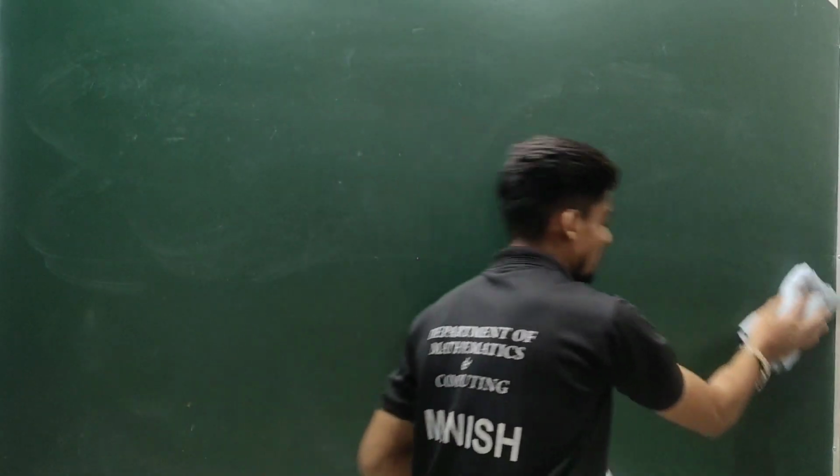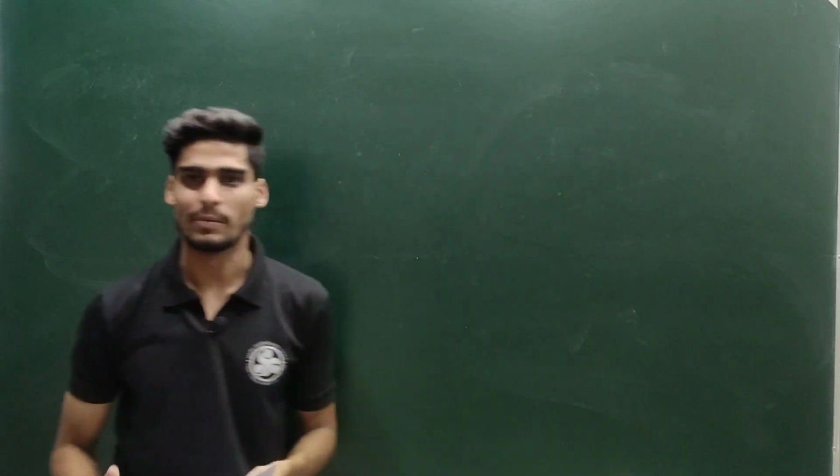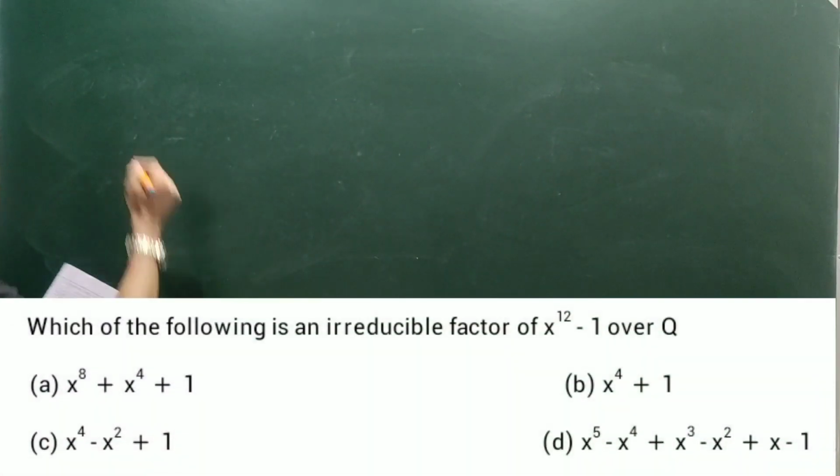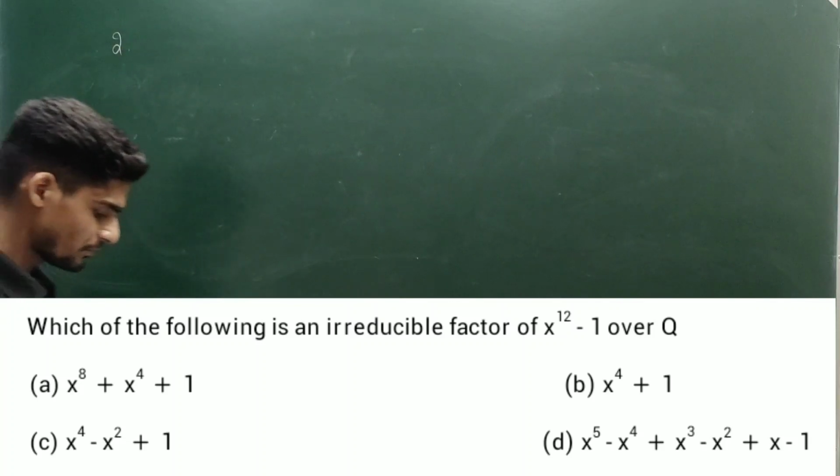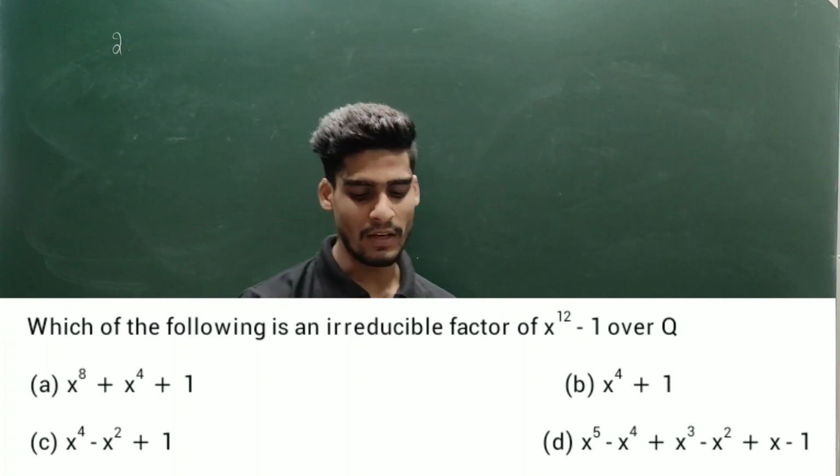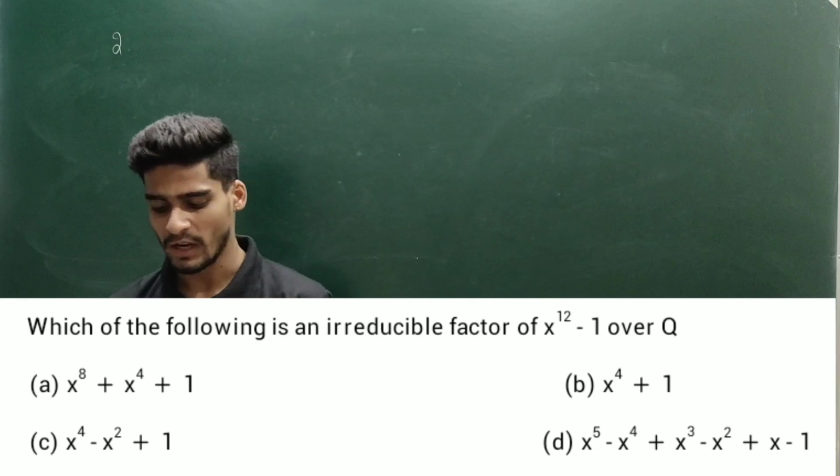तो इन पर आपकी कमांड तभी आएगी जब अच्छे से आप चीज़ों को समझ करके आए. क्वेश्चन नंबर 2, which of the following is an irreducible factor of x power 12 minus 1 over Q?